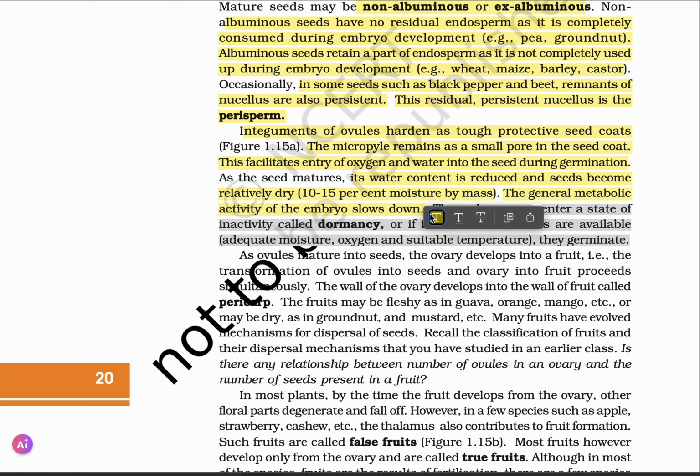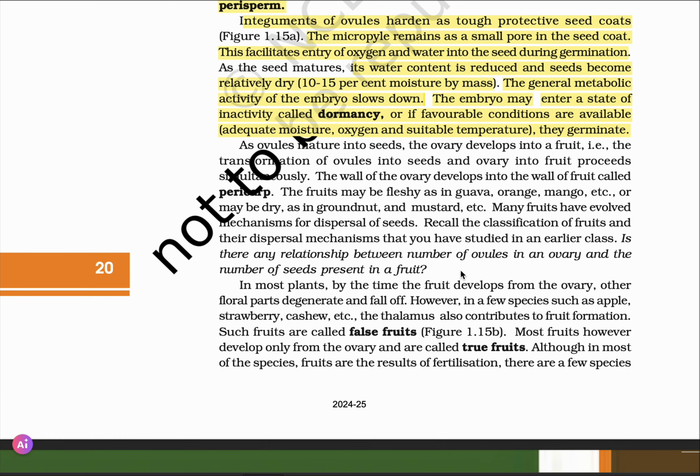It is important. As ovules mature into seeds, the ovary develops into a fruit. That is, the transformation of ovules into seeds and ovary into fruits proceeds simultaneously. The walls of the ovary develop into the walls of the fruit, called the pericarp. You need to remember that the wall of the ovary becomes the pericarp, which is the wall of the fruit.